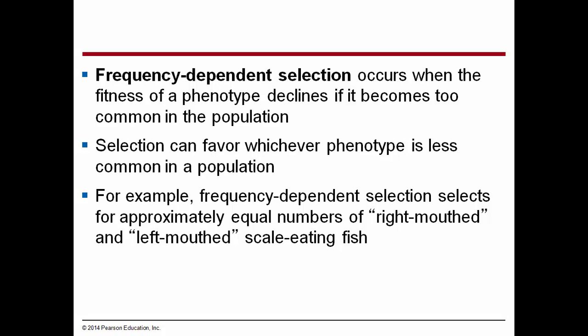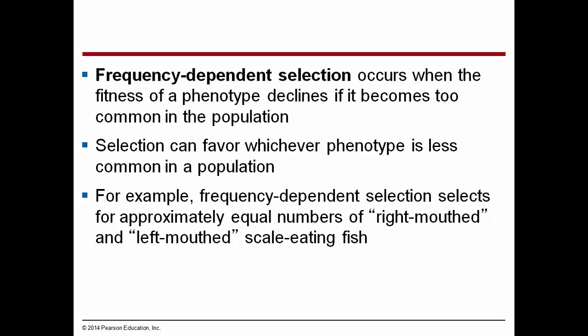So depending on the environmental conditions, different phenotypes can be promoted. What these scale-eating fishes do is swim up alongside another fish, they're cichlids, in a lake in Africa. They swim up alongside the fish, and then they eat the scales off the fish.